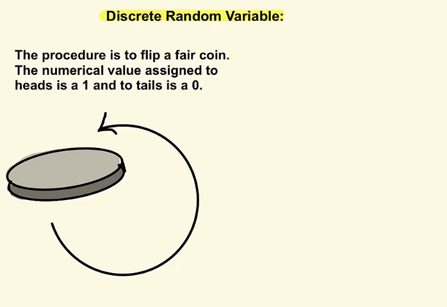And here's an example of a discrete random variable. I've drawn a coin here. And here, my procedure is to flip a fair coin. So I'm assigning a numerical value of 1 for heads and 0 for tails. So my random variable x can take on one of two values. It can be a 1 if I flip and get a head, or my random variable can be 0 if I flip this coin and get a tail. So this is an example of a discrete random variable.